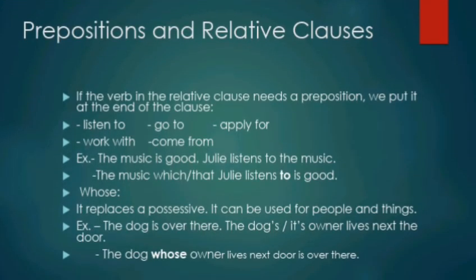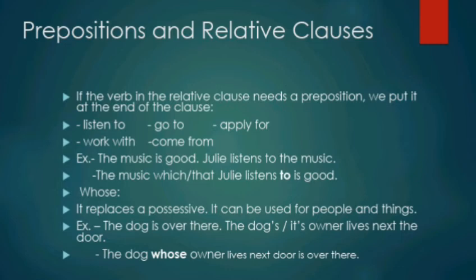Now we are going to talk about prepositions that we use with relative clauses. If the relative clause needs a preposition, we put it at the end of the clause. We have some prepositions that we can use with relative clauses: listen to, work with, go to, confront, and apply for. We have an example. The music is good. Julie listens to the music. The music which or that Julie listens to is good. We can see the preposition "to" at the end of the sentence.